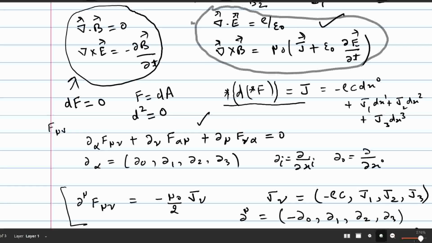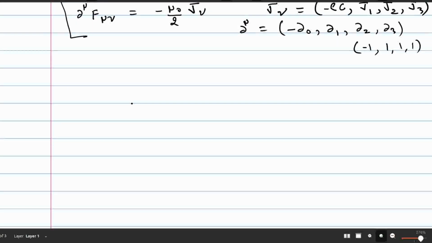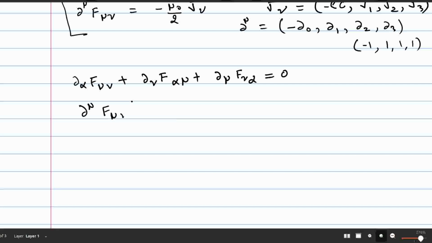So summarizing in covariant form, we can write Maxwell's equations as del alpha f mu nu plus del nu f alpha mu plus del mu f nu alpha equals 0, and the second equation is del mu f mu nu equals minus mu naught by 2 j nu.